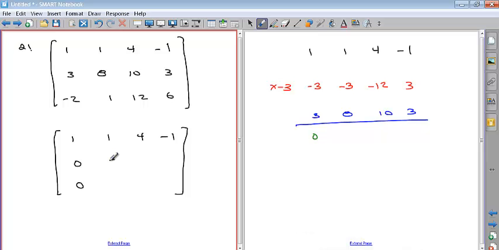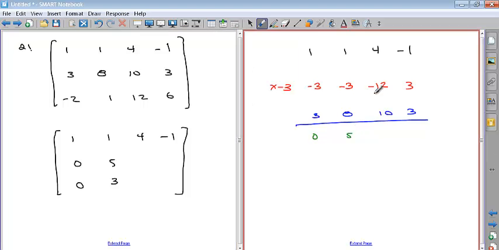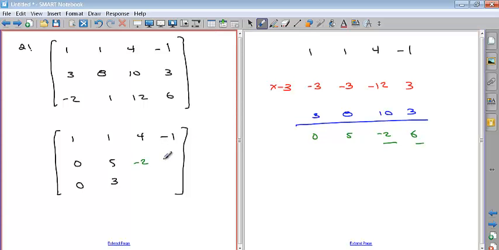Now they have 5 and 3. If I do this correctly, I should end up with 5 here. So negative 3 plus 8 is 5. Negative 12 plus 10 is negative 2. 3 plus 3 is 6. So these are the two things that I enter over here. Negative 2, 6.